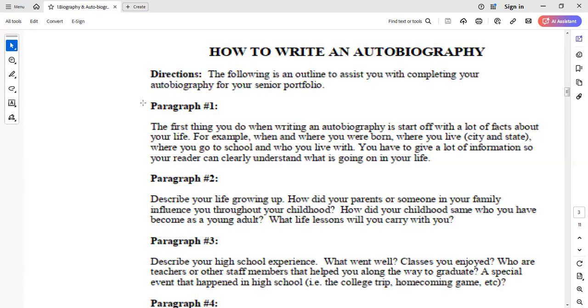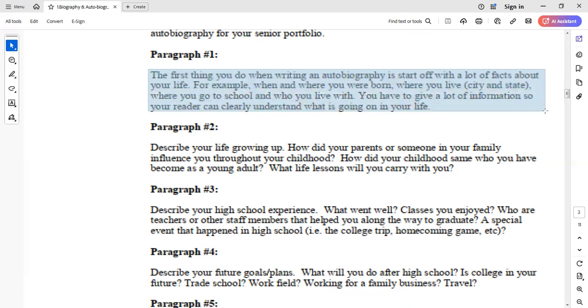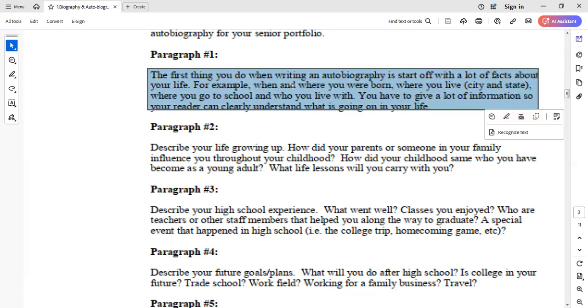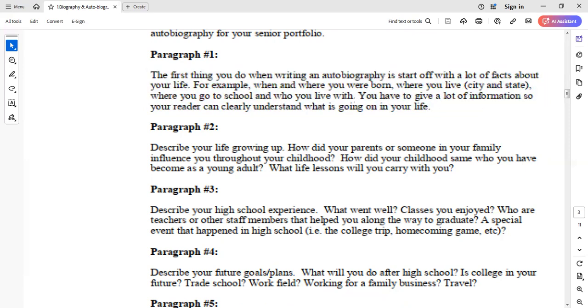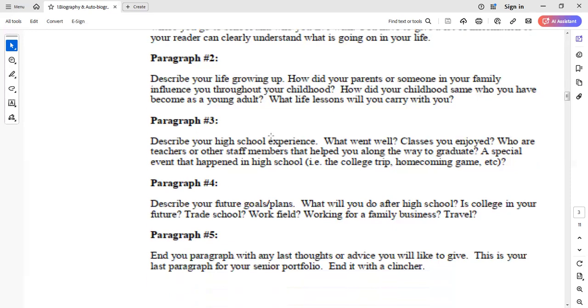So, as you can see, the introduction, or paragraph one, and it is 100% important to know that here we write about the 5 W's, the 4 W's: the person, the place, the time, and so on. To move to the second paragraph, here you describe your life as you are growing up.